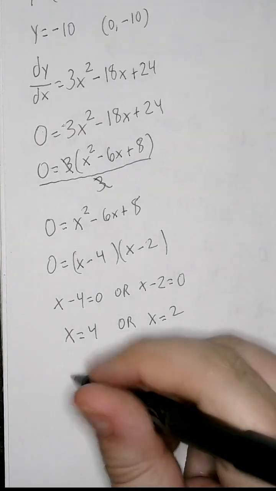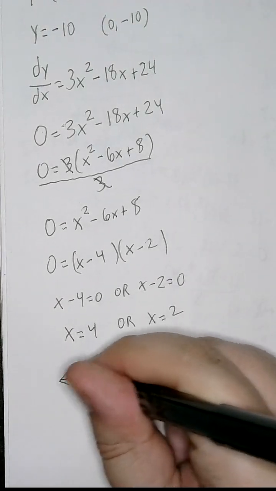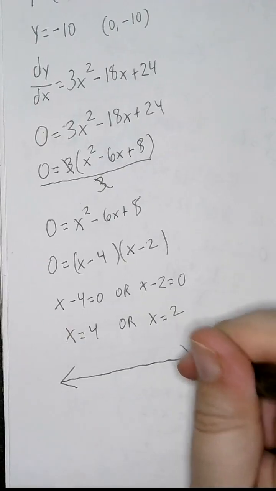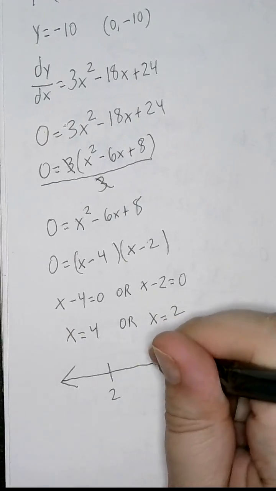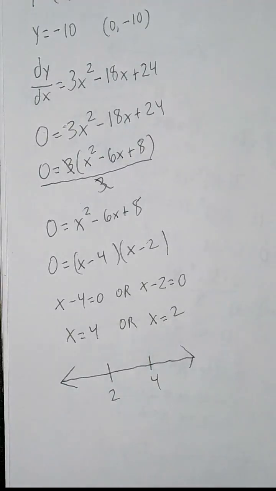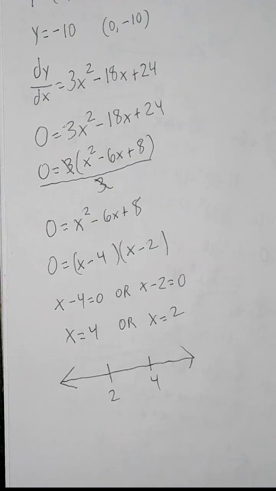So from here, I'm going to draw my number line, and I want to know which way my slopes are going to be going. So let's pick a number. Let's start by picking a number less than 2.